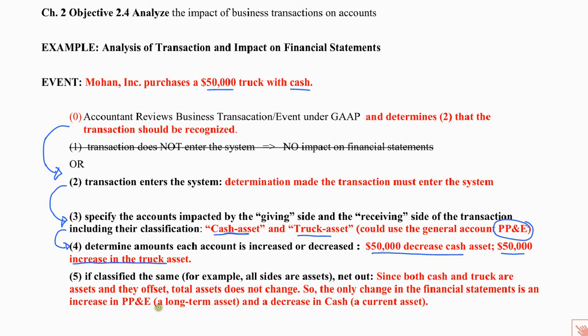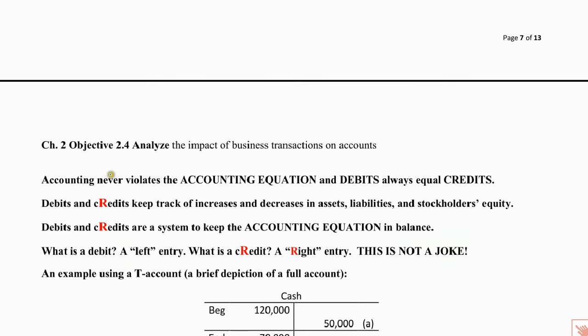Now, if they are classified the same net amount, they're both assets. So assets decreased 50,000, but then assets increased 50,000. So total assets don't change, total liability, stockholders' equity doesn't change. It's just an exchange of one asset for another. The only change in the financial statements is an increase in property, plant, and equipment and a decrease in cash. So this does decrease the current ratio, current assets to current liabilities, but there's no effect on the financial statements totals.